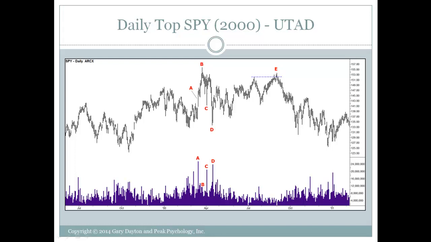Okay, now here's the top in SPY or S&Ps in 2000. This was the time I was telling you before where the nurses were telling me that Microsoft was putting their kids through college. No problem, right? Everybody's involved in the stock market. Well, here's the top in 2000.